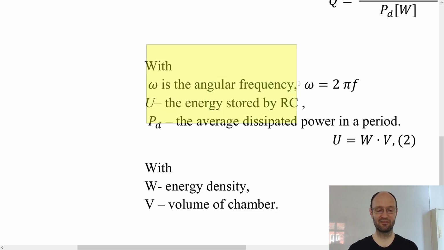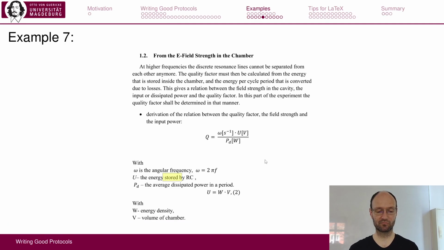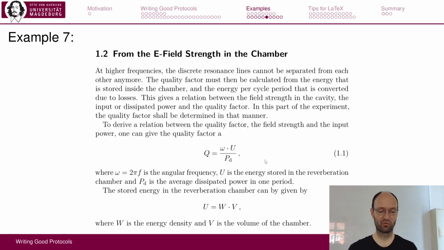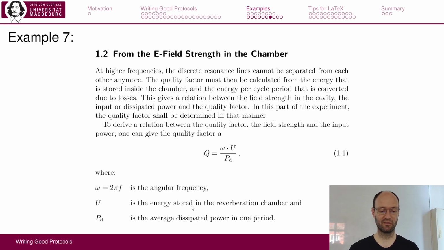This is like a full sentence, but this is just a head word and so on. So the style is not that perfect. What we could do is write it as full sentences and say where omega is the angular frequency, u is the energy stored, and so on, properly number this equation and just have this in sentences. Or maybe do it like this and say where omega is the angular frequency, this is the energy stored, this is the average dissipated power. And for example, because the D here is the abbreviation for dissipated, this should be typeset in a Roman type letter, an upright letter, not a slanted letter. But everything else are variables, so they should be slanted.